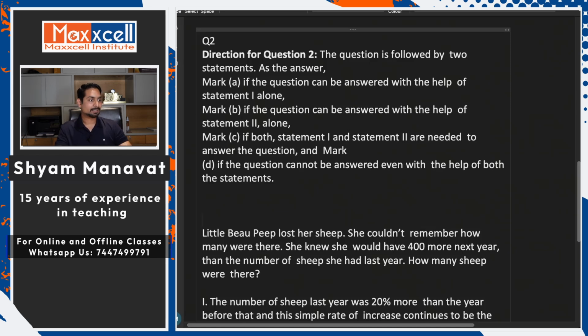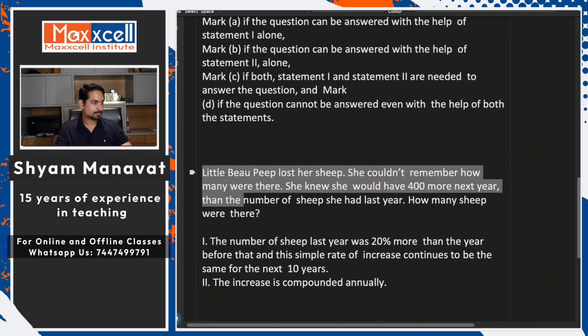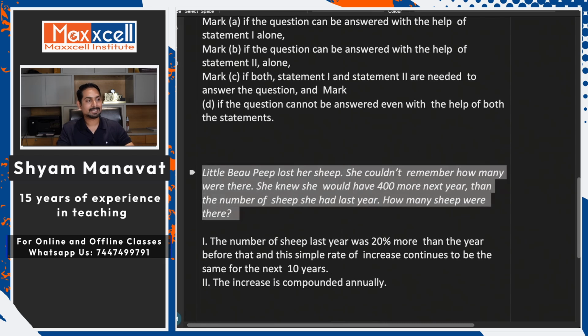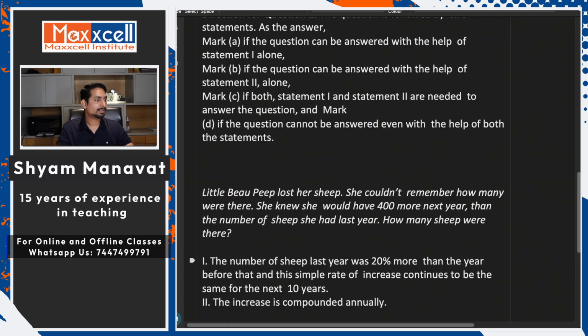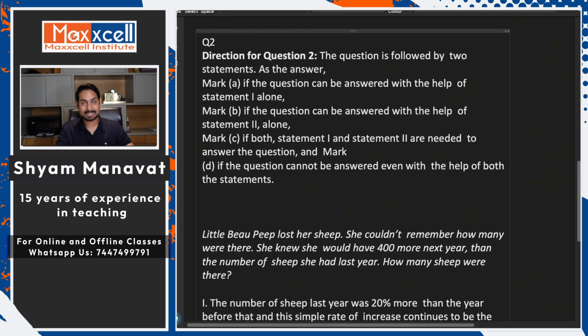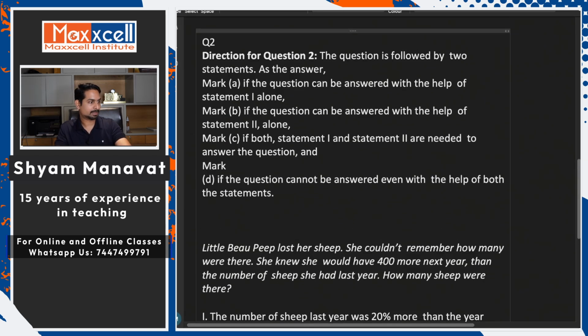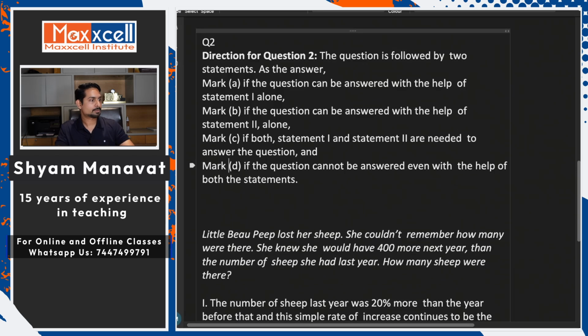That means in the question, you will find the information not sufficient to get the solution. You need to see which of the statements are sufficient enough to get the solution. Now look at the options. How do you mark option number A, B, C, D? So here you have, mark option number A.